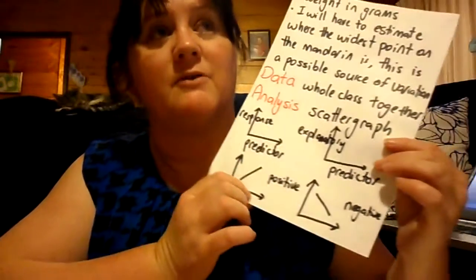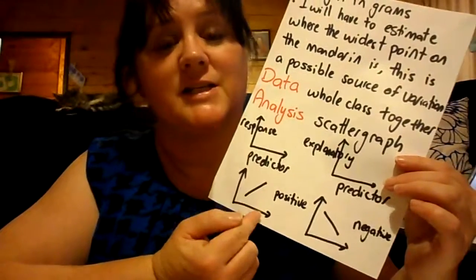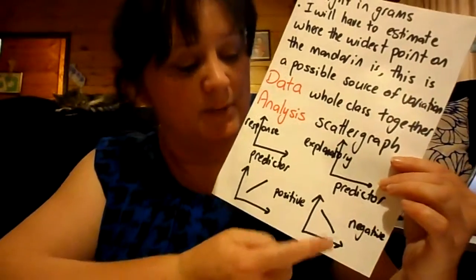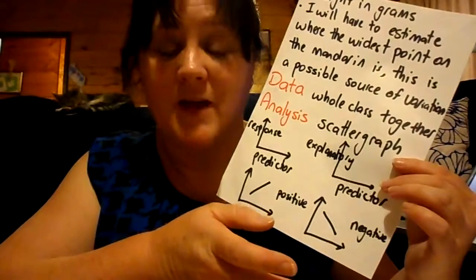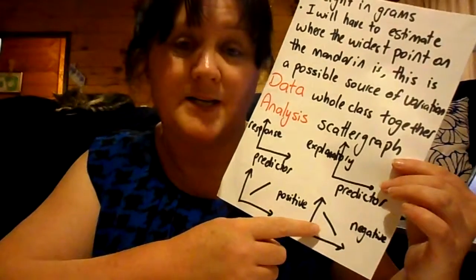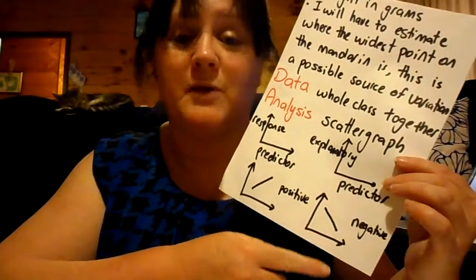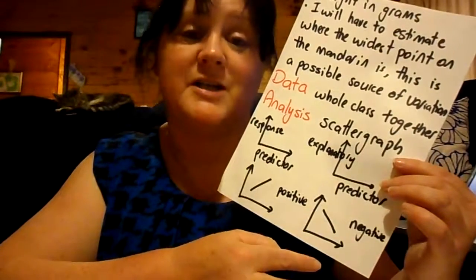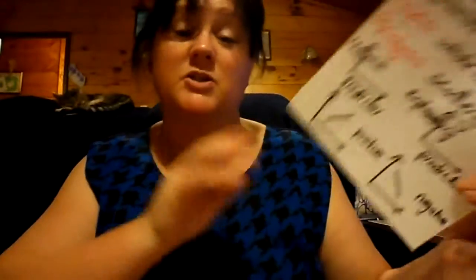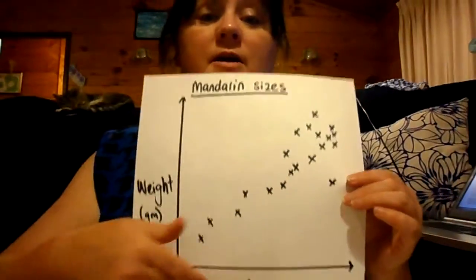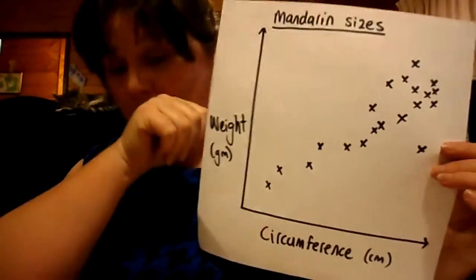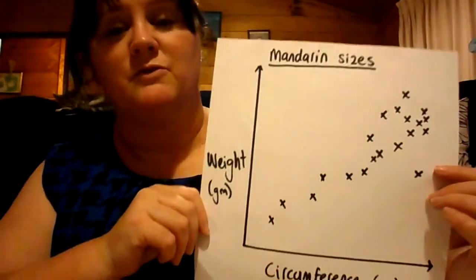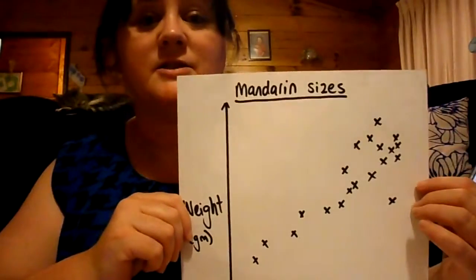If our data comes out with a graph that matches this line, it's a positive relationship, which means as circumference goes up, so does weight. If our graph matches this line, it's a negative relationship, which would mean that as circumference goes up, weight went down. Which isn't true for this one, because we've done a graph with a nice title and labels on the axes. I haven't done a scale, but you will. And we can do the rest of the analysis from looking at this graph.